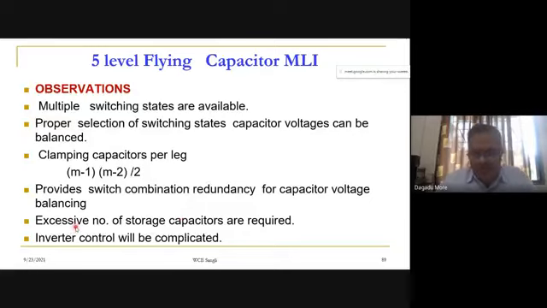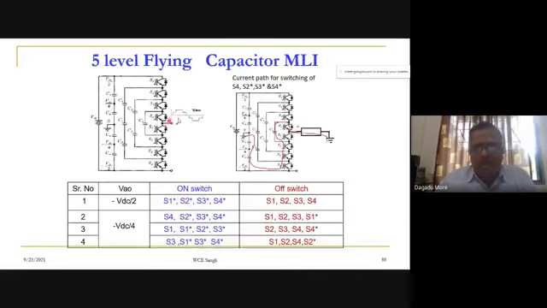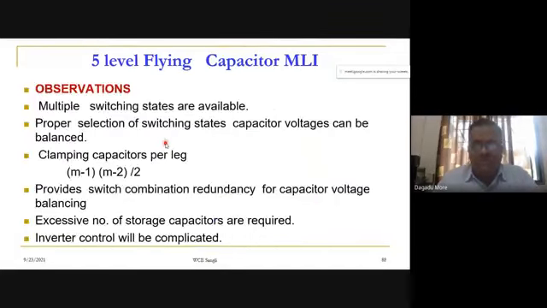But here one of the drawbacks is that the size of the capacitor will depend upon the current rating of the inverter. Capacitor is a passive component and its size is bigger, so the inverter will become bulky. That will be there, and inverter control will be complicated. So those will be the features of this.